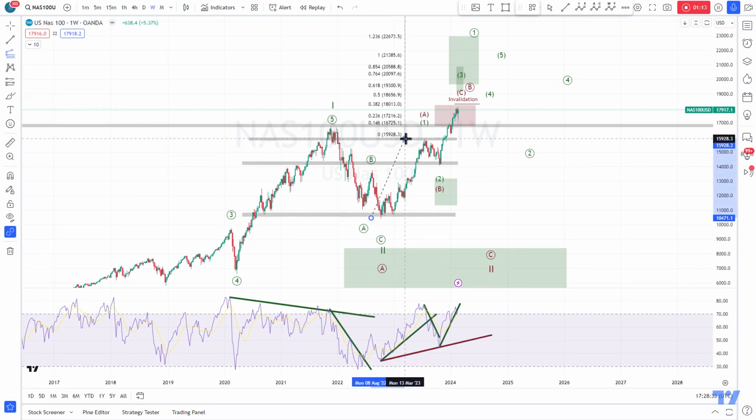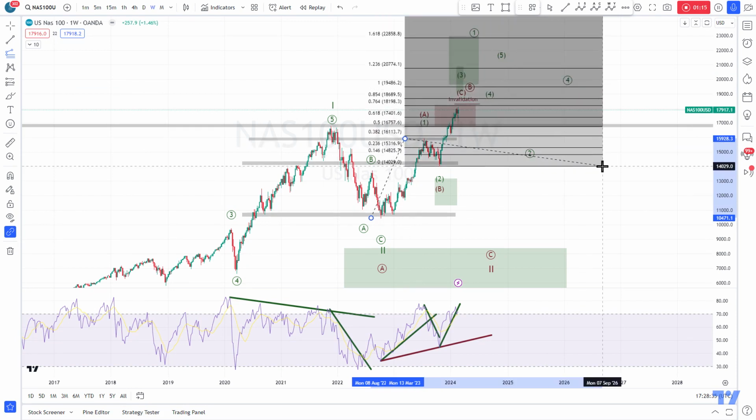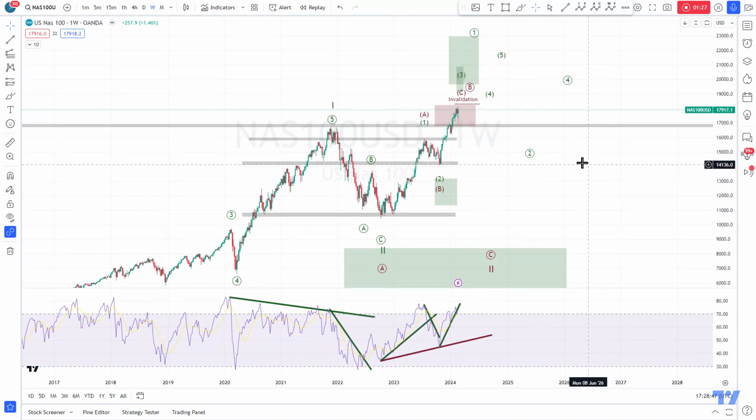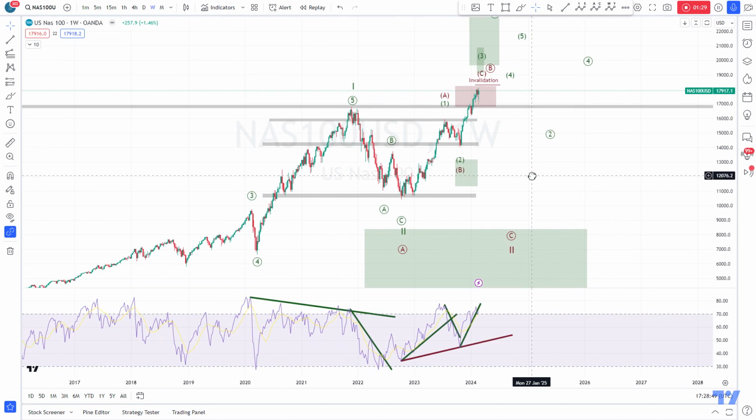If we take the length of the wave 1, length of wave 2, then this area between the 1 and the 1.618 FIB extension is the target for our wave 3. So that looks bullish. The NASDAQ is also bullish. We are making higher highs, higher lows. So therefore, the scenario in green is my primary scenario.